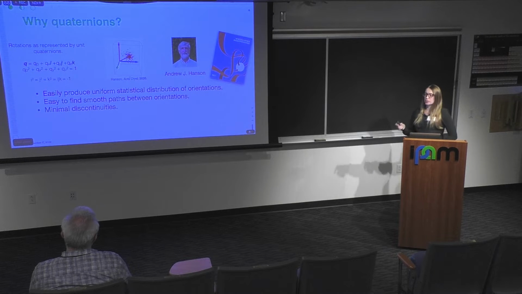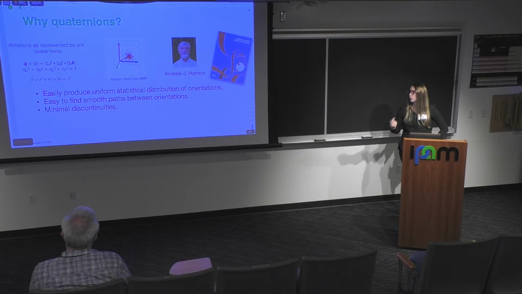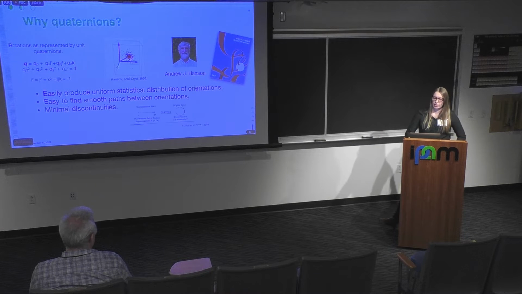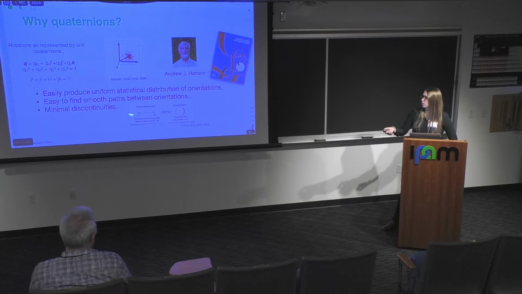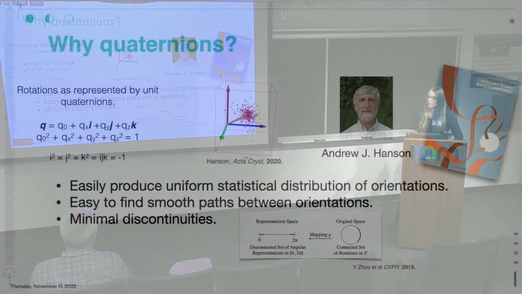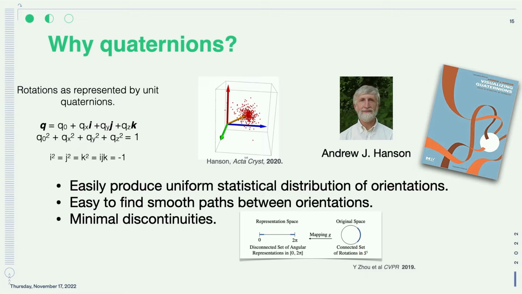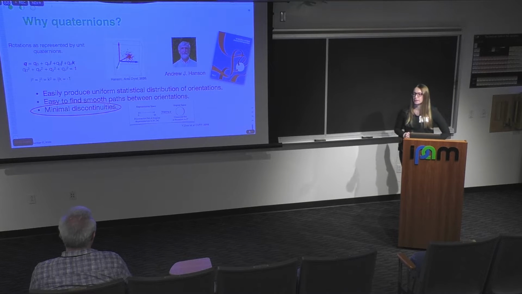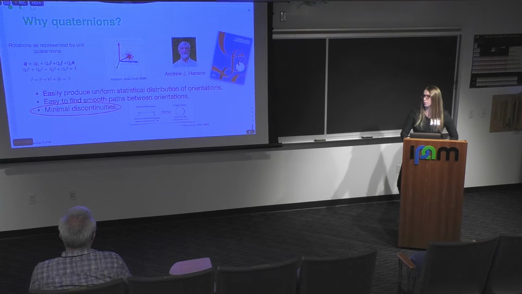And we have minimal discontinuities compared to Euler angles, which suffer from things like gimbal lock and have very concrete discontinuities going from 2 pi back to 0, which can mess up how you think about your space and your continuous rotation space. But I will say, while quaternions have minimal discontinuities, I am going to be talking about some discontinuities that we found in quaternions and how we can get around problems with those.